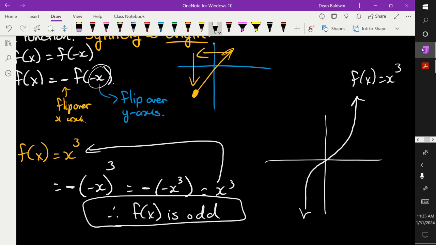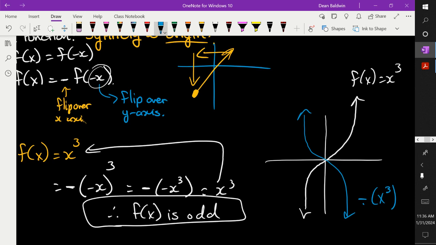So what did we do when we do this? Well, we flip it over the x-axis, so we're going that way. So I get this, right? That's negative, that's that, right? That's this one. And then if we do this, we flip it over the y-axis, we go that way, and you get the same graph. So that's the visual representation of it, okay?